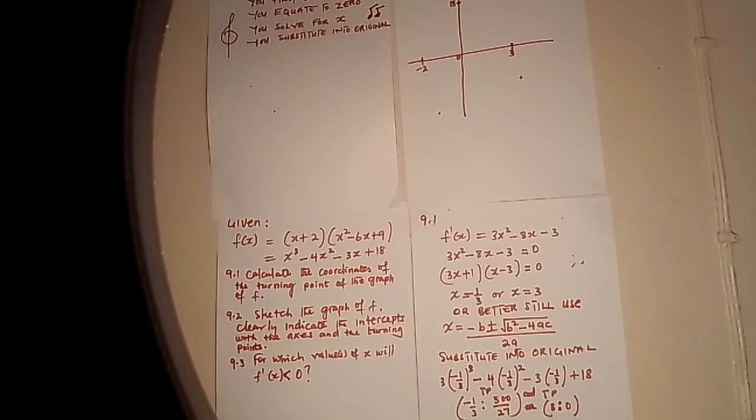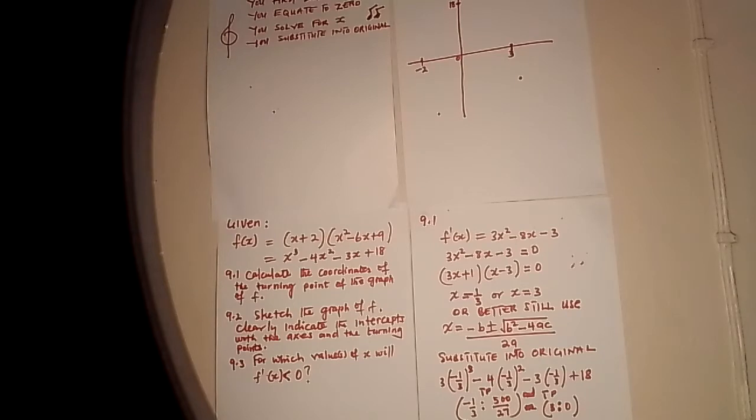Now let's go to 9.2. They said we must sketch the graph of f, and then we must clearly indicate the intercepts with the axes. So for you to sketch the graph of f, you got to calculate the x-intercept and also the y-intercept, and then also you now have your turning points, and that's it. Then you put the points in the graph.